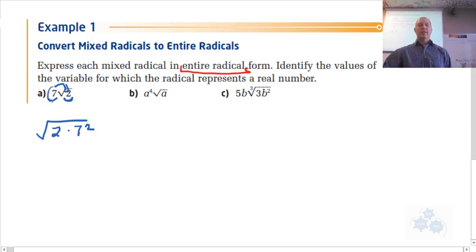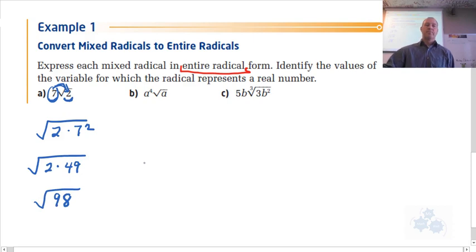So this 7 can come in, but it's got to go in as a 7 squared. And so this is actually then 2, and you multiply everything that comes in. 2 times 49, and that's going to be, what's that, 96, 98, 98. Okay? So the square root of 98 is actually the entire radical. That's the same as 7 root 2.